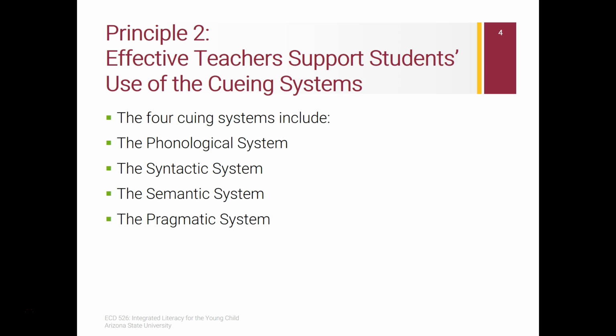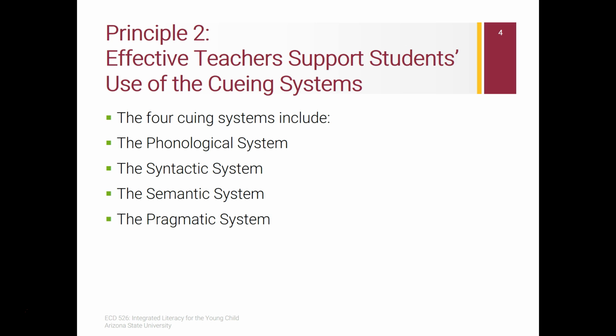The phonological system refers to the sound system. In the K-3 setting, that includes things like pronouncing words, using invented spelling, and dividing words into syllables. The syntactic system is the structural system in English that governs how words are combined into sentences. This is the structure or grammar of a sentence.